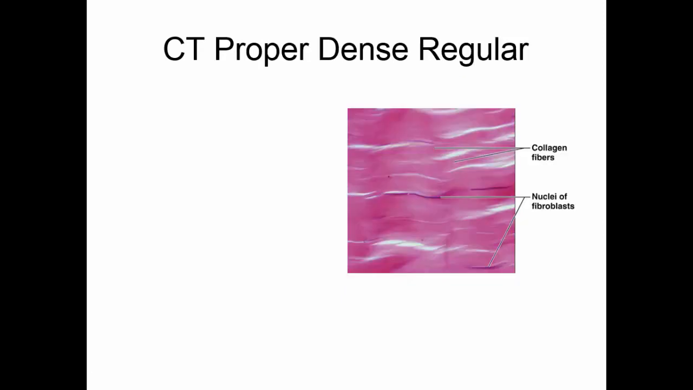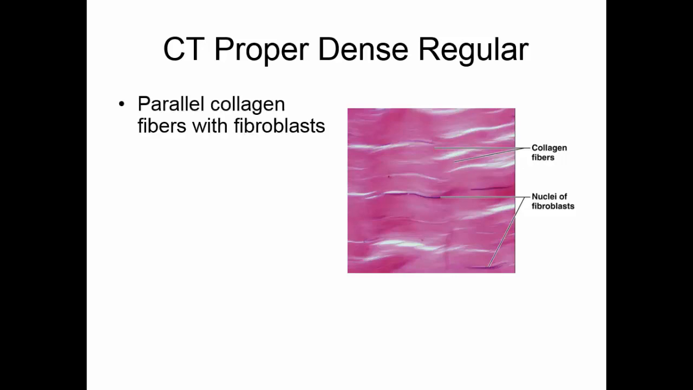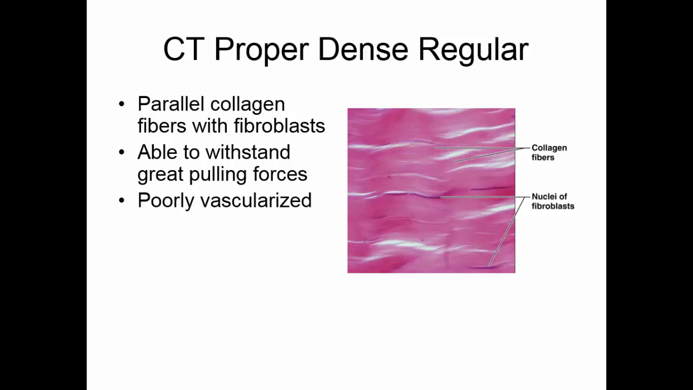Dense regular connective tissue has parallel collagen fibers with fibroblasts. So we have all of this collagen and a few fibroblasts to keep replacing those collagen fibers. Because collagen has that high tensile strength, these kinds of tissues are able to withstand great pulling forces. However, they don't have a good blood supply. They're not going to heal well if they're damaged. This is what tendons and ligaments are made of.